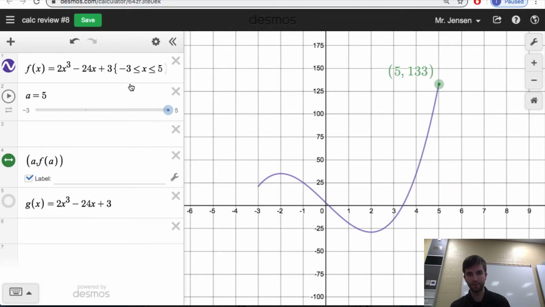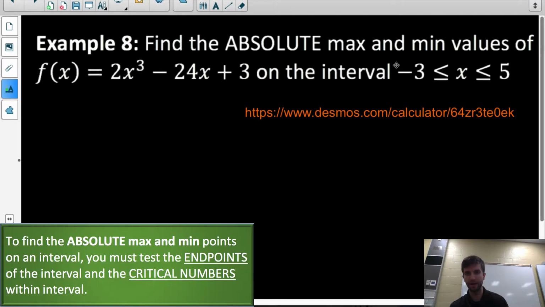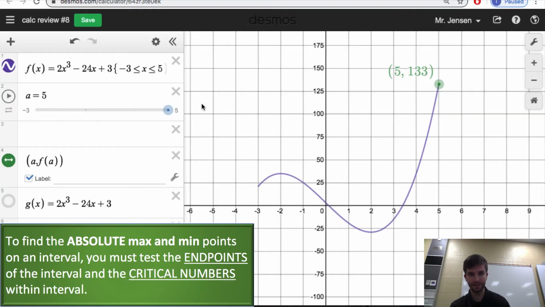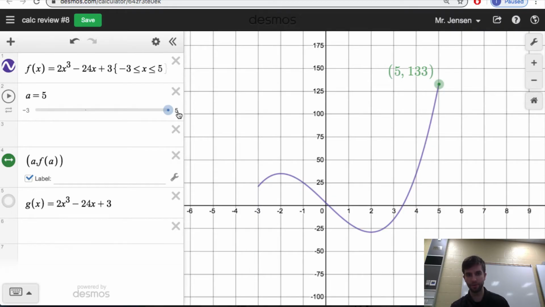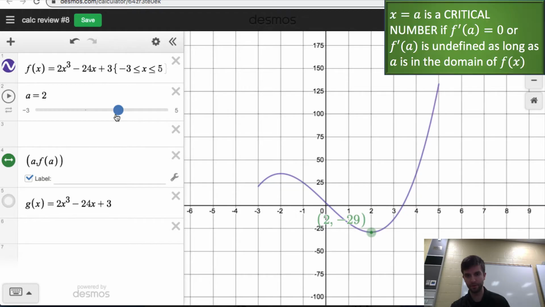Well, in order to find them, we just have to test a couple different pairs of points. We always have to test the endpoints of the interval, so we have to figure out how high the function is when x is -3 and when x is 5. And then we also have to test any other critical points between those endpoints of the interval. Remember, critical points are points that make the derivative either 0 or undefined, because at this point right here the derivative would be 0 because it has a horizontal tangent, and right here the derivative would be 0 because it also has a horizontal tangent there as well.